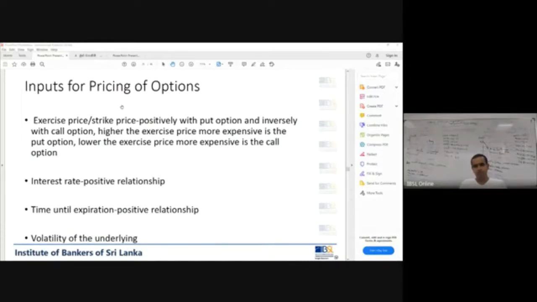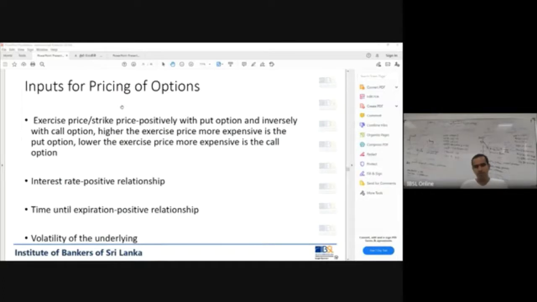Then also the exercise price or the strike price has an impact on the premium. Higher the exercise price, higher the premium for put options, and lower the exercise price, higher the premium for call options. Interest rates have a positive relationship, because higher the interest rate, higher the option premium. Time to expiry, again a positive relationship. The longer the time duration, the higher the uncertainty, so the higher the premium.